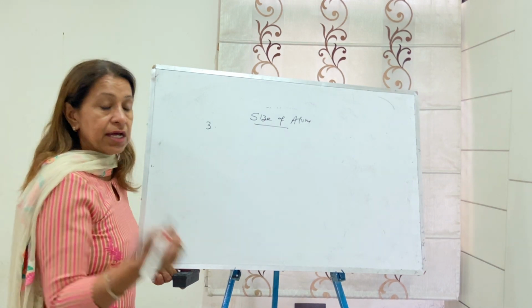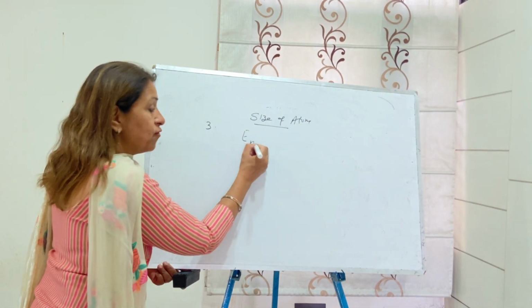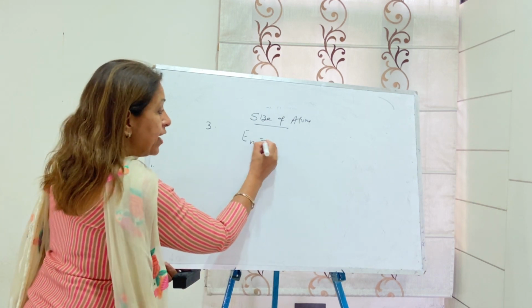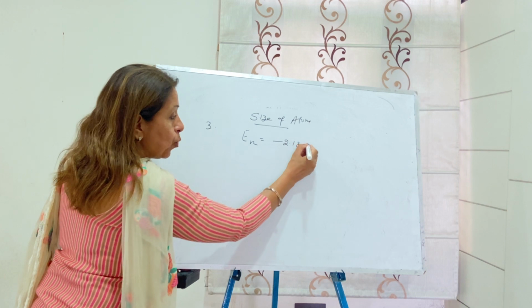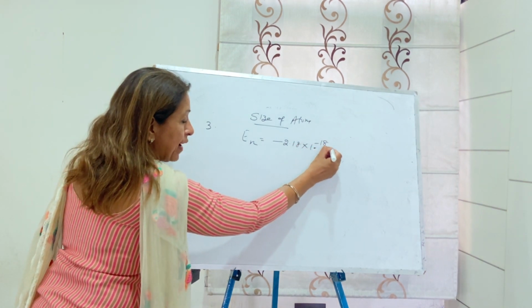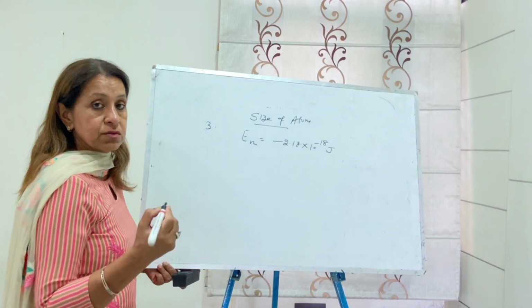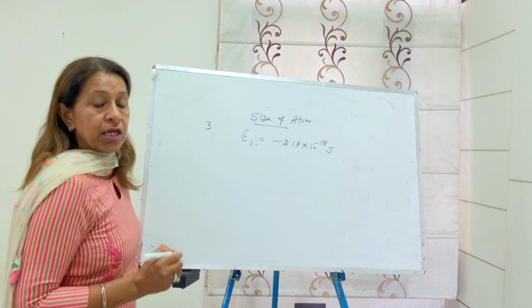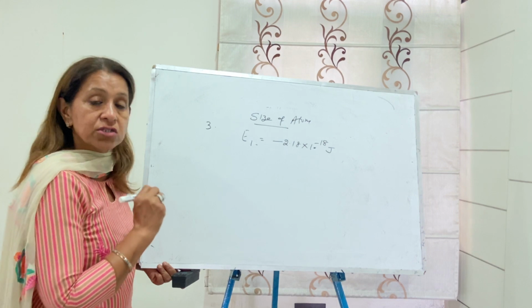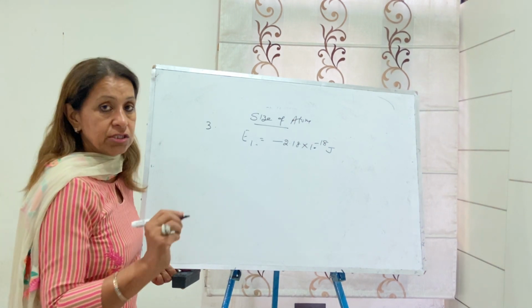To determine the size, we will calculate the energy first. The answer is: let the energy of the first shell be minus 2.18 into 10 raised to power minus 18 joule, because n is 1. This is the energy of the first shell. If the electron is present in the first shell, then the electron has this much energy.